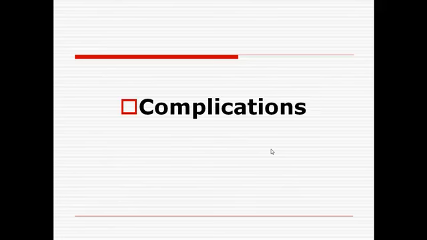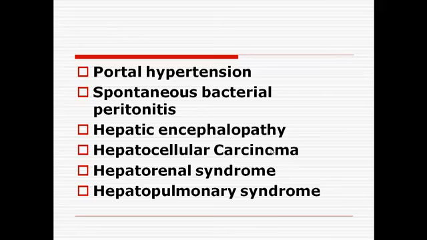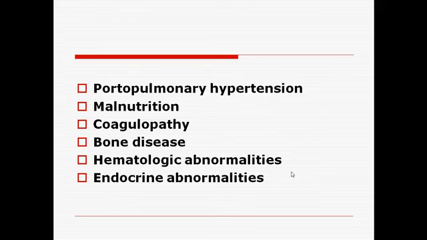So whenever the examiner asks you the causes of cirrhosis, after that he will definitely ask you some complications of cirrhosis, at least portal hypertension, spontaneous bacterial peritonitis, and hepatic encephalopathy. You have to say, if possible, hepatocellular carcinoma, hepatorenal syndrome, and hepatopulmonary syndrome. If it is possible for you to say, you should answer. Portopulmonary hypertension, malnutrition, coagulopathy, bone disease, hematological abnormalities, and endocrine abnormalities.